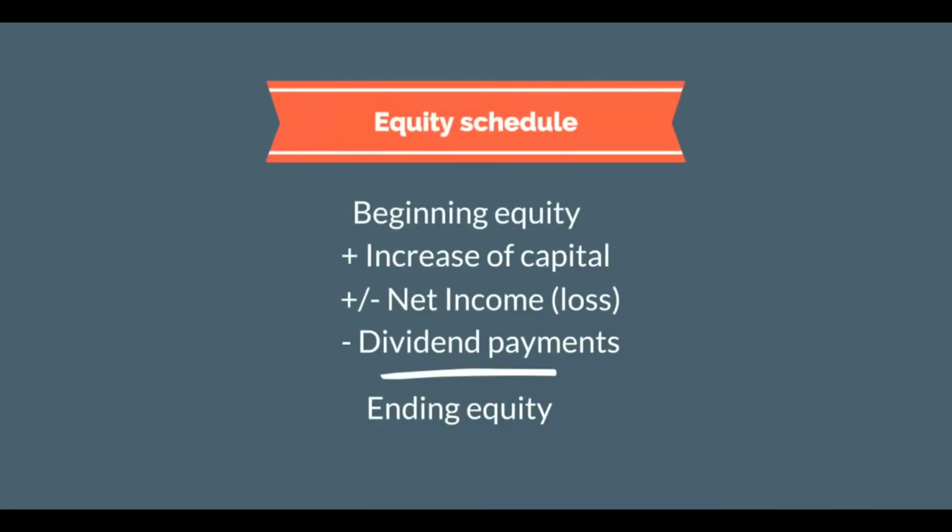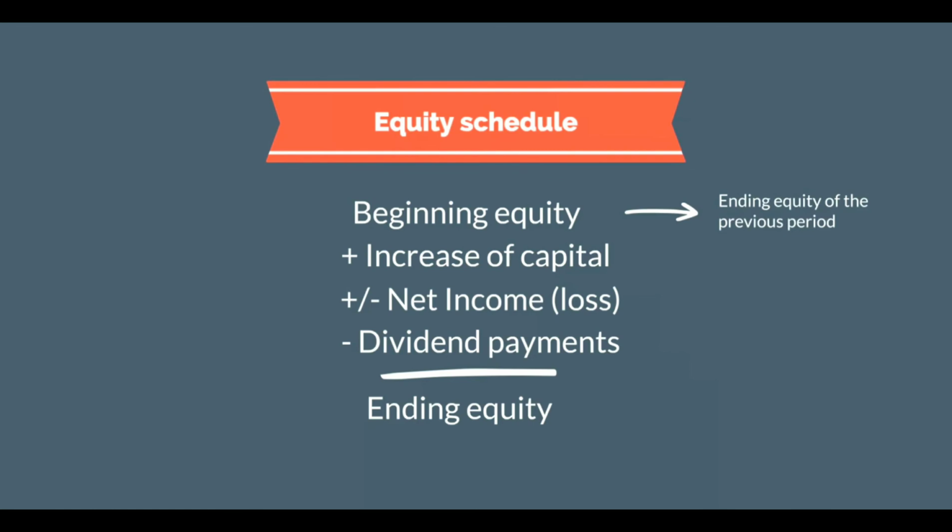The equity schedule of a company is influenced by the following movements: beginning equity, increases of capital by shareholders, shareholders providing fresh funds to the company, the net income or loss produced throughout a financial period, and dividends payments to shareholders. This gives us ending equity. The third component is one of the most important links between the income statement and the balance sheet. I'm sure at this point you understand that if we don't build the model correctly, respecting a certain logic, it won't balance. Okay. How are these lines forecasted?